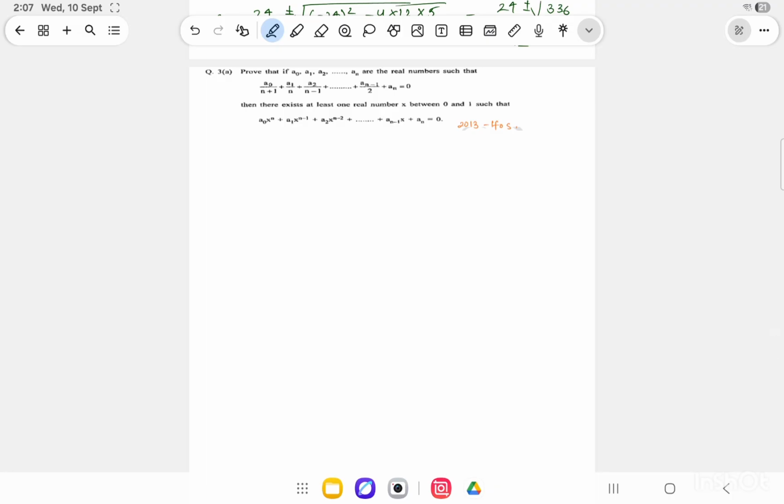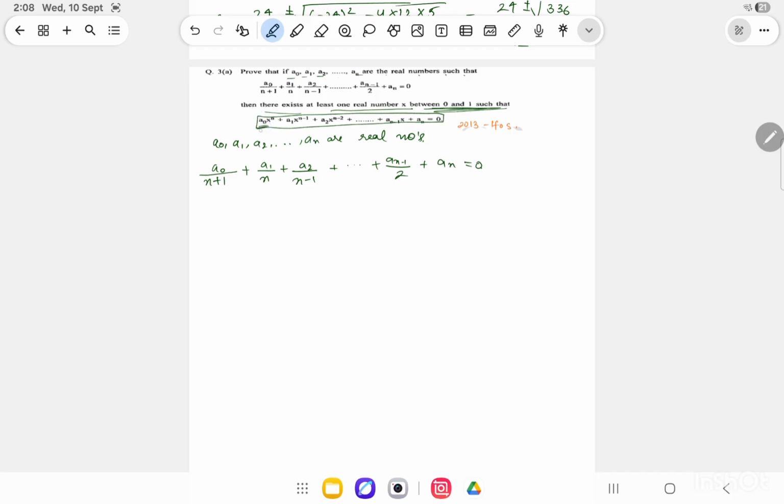The next question says that if a0, a1, a2, and so on, an are real numbers, and it is given that a0/(n+1) + a1/n + a2/(n-1) and so on, plus a(n-1)/2 + an equals 0, then we are supposed to show that there exists at least one real number x in between 0 and 1 such that this equals 0.